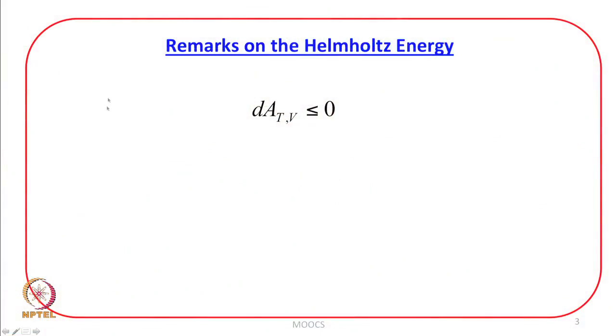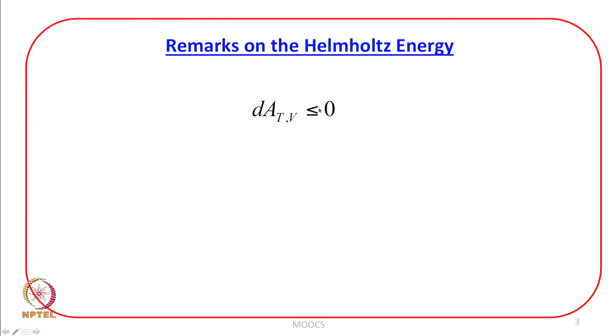A, we have earlier introduced, which is called Helmholtz energy, and let us discuss further about Helmholtz energy and what information is available from the changes in Helmholtz energy. This is the criteria of spontaneity which we have chosen now for further discussion.